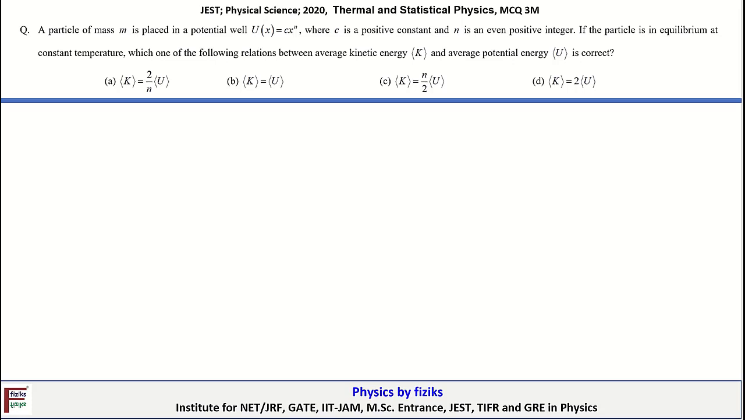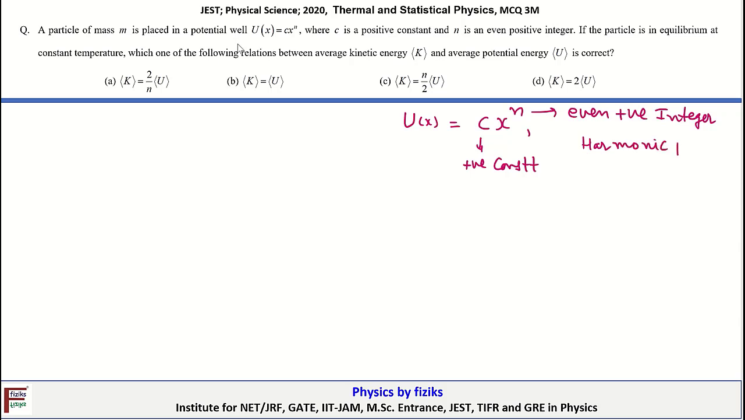Let's take a look at the next problem. The statement is: a particle of mass m is placed in a potential well U(x) equal to c x power n. So we are given a situation where a particle is subjected to potential U(x) equal to c x power n, where c is a positive constant and n is an even positive integer. So that means the particle is subjected to the harmonic potential.